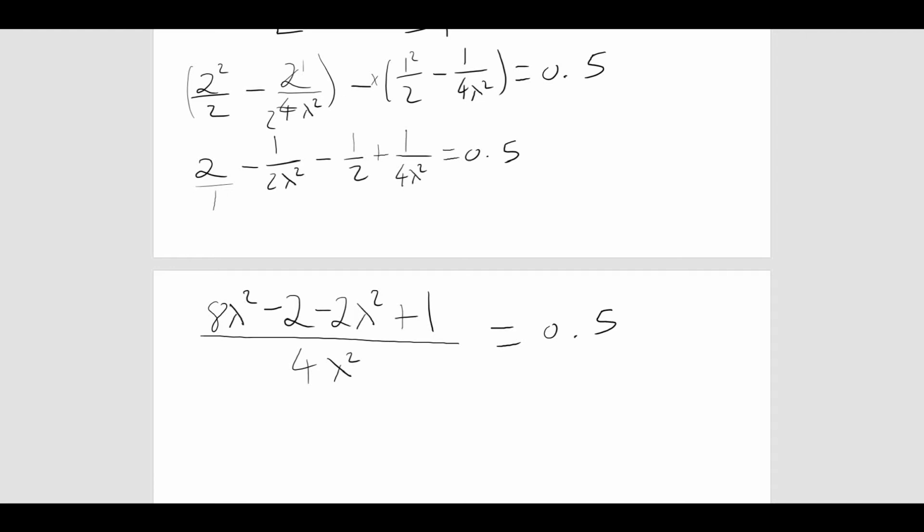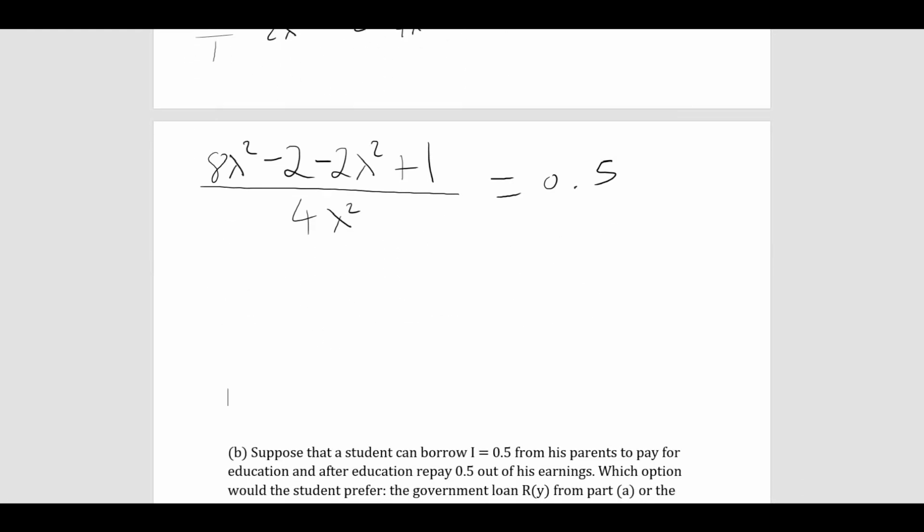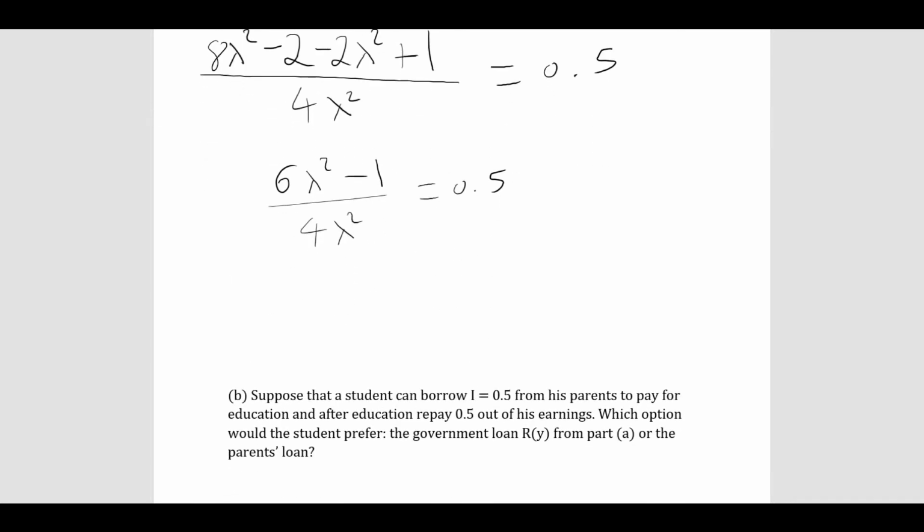Now, if we look at the top of this fraction, we're going to have 6 lambda squared minus 1. All of that is over 4 lambda squared, and that is 0.5. So what I could do now is multiply both sides by 4 lambda squared. So I have 6 lambda squared minus 1 is equal to 0.5 times 4 lambda squared.